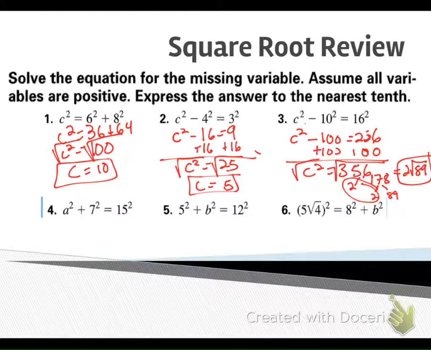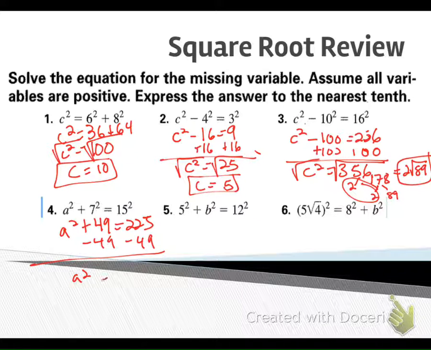Okay, our last 3 on this slide. A squared plus 7 squared, 49 equals, what's 15 squared? 225. Subtract over 49. Can you say it one more time? 176. Square root both sides.